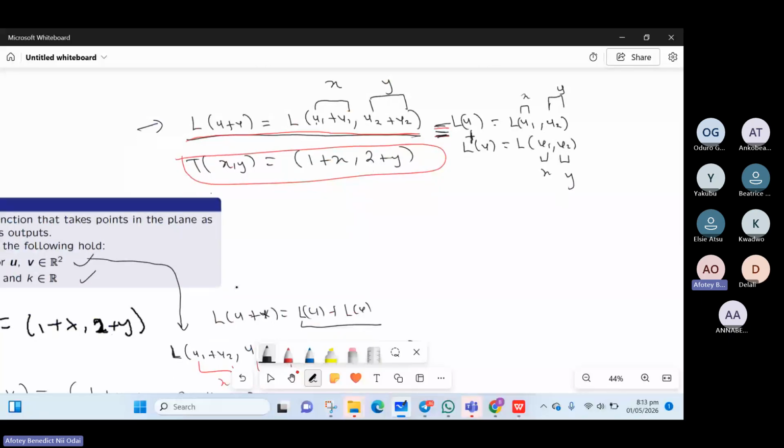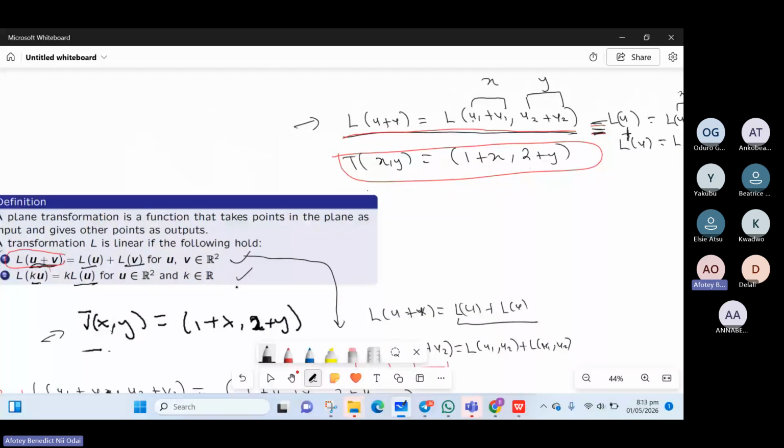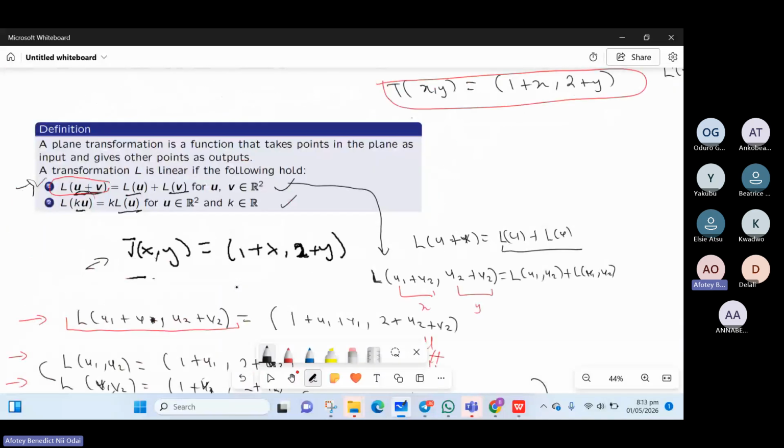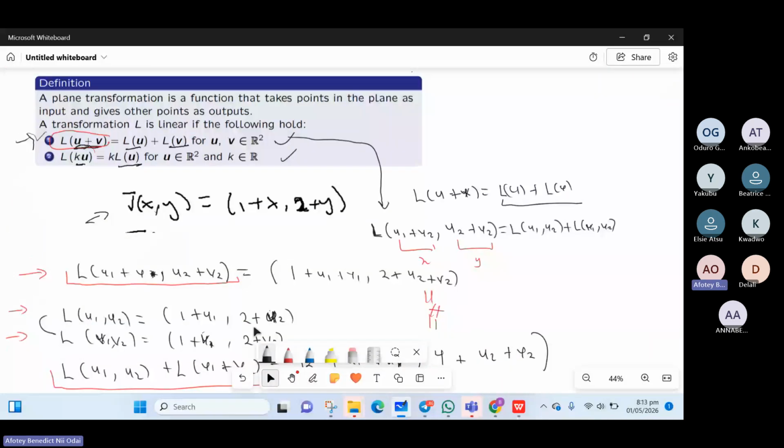So do you know something? You can try your hands on it. If it's not that clear, we'll see how we go about it in our next session that we would be having tomorrow.